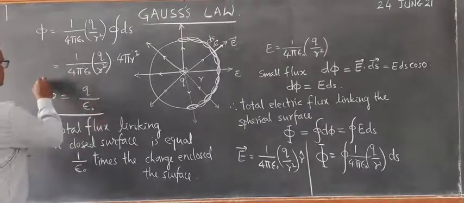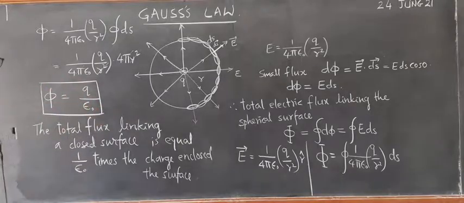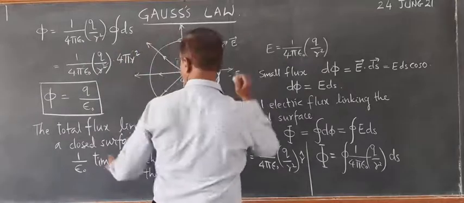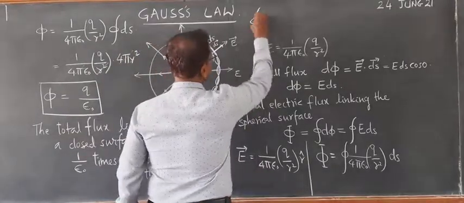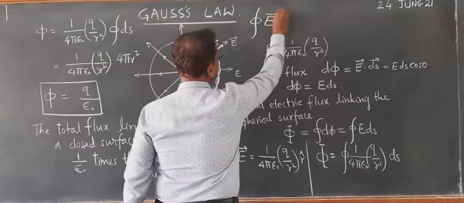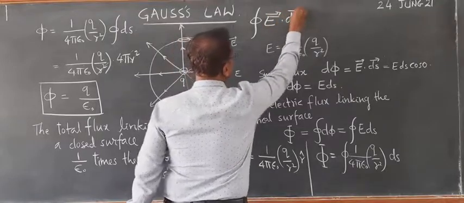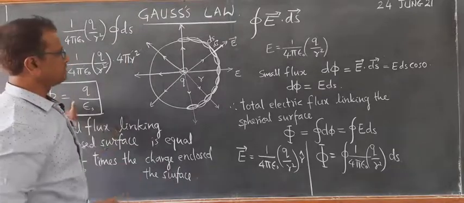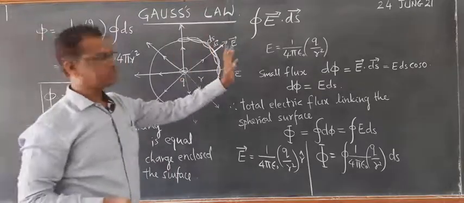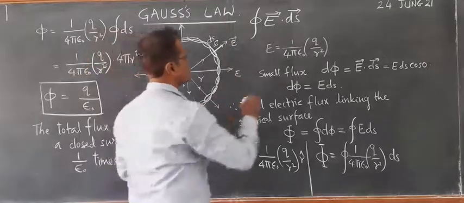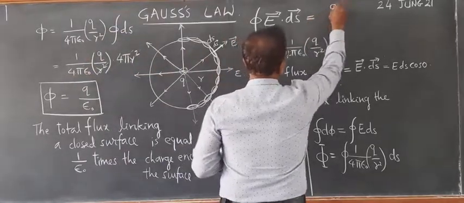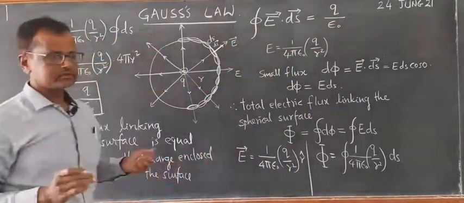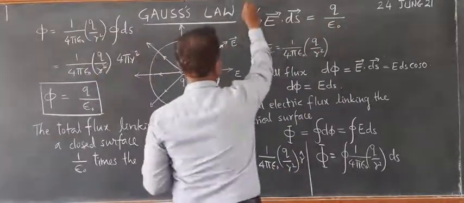Phi is equal to q upon epsilon naught. In a better way, we can write the same thing with the left hand side as the surface integral of E dot ds. The surface integral of E dot ds gives us the total flux. The total flux linking with the closed surface is equal to 1 by epsilon naught times the charge enclosed by it. So that is the meaning of Gauss law.